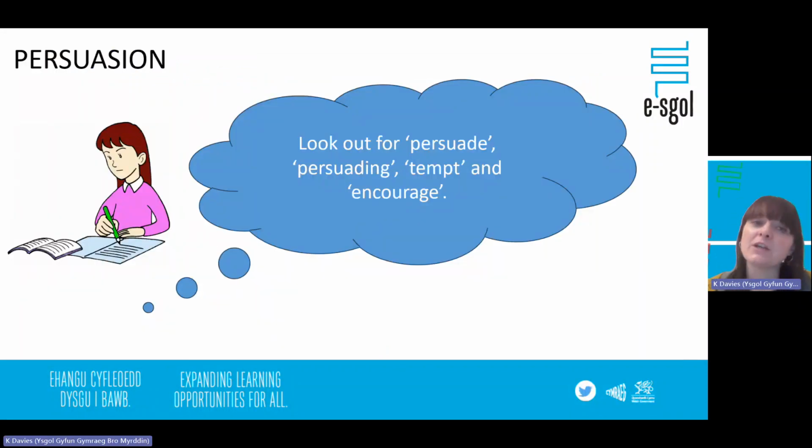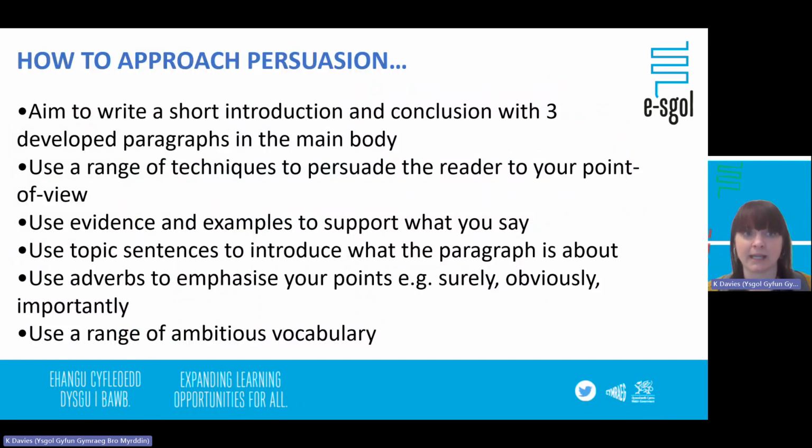task. With persuasion, then, on the other hand, you're looking out for keywords such as persuade, persuading, encourage, or tempt. Okay, so any of those words may drive you and make it quite clear to you what task you should be answering on. Okay, so again, we'll have a quick look at how to approach the persuasion tasks.